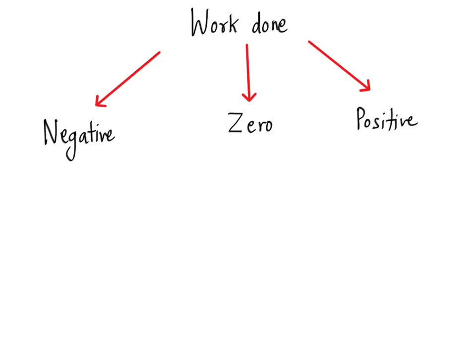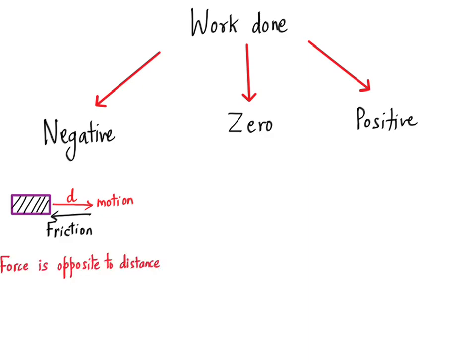Now let's look at some of the cases in which work done can be negative, 0 or positive. So if we have a box, let's say that it's moving to the right, it covers a distance d, then the friction will be always opposite to the motion, which we know. So the work done by the friction will always be negative. So when the force is opposite to the distance, the work done is negative.